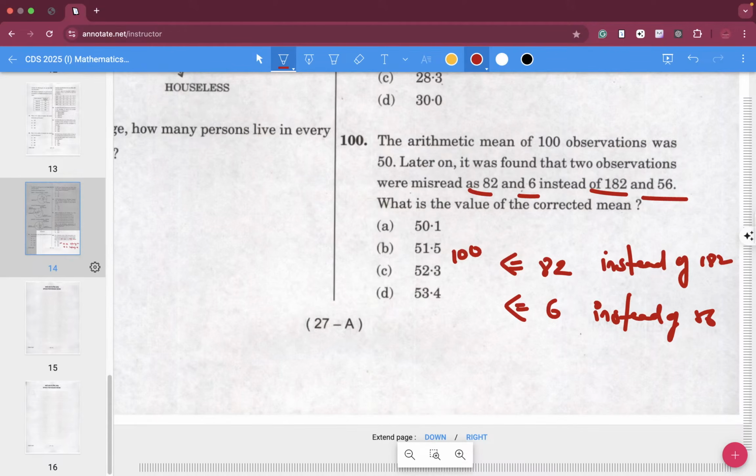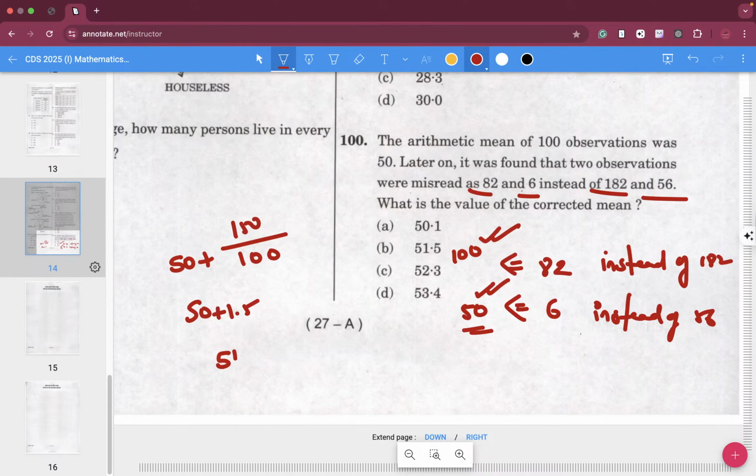So in that case you misread by 50. From here 100 was missing and from here 50 was missing, so basically 150 was missing. So that will get added over here, divided by 100, because that has to be added in terms of the average or arithmetic mean. So 50 plus 1.5, it will be 51.5. So B over here is the correct answer, folks.